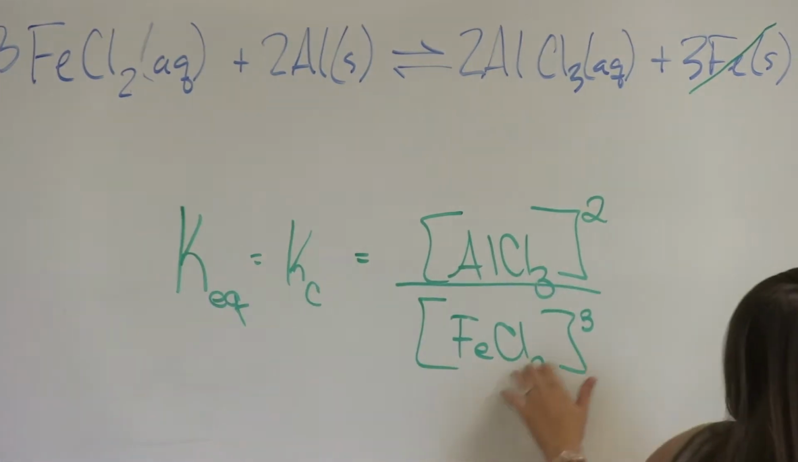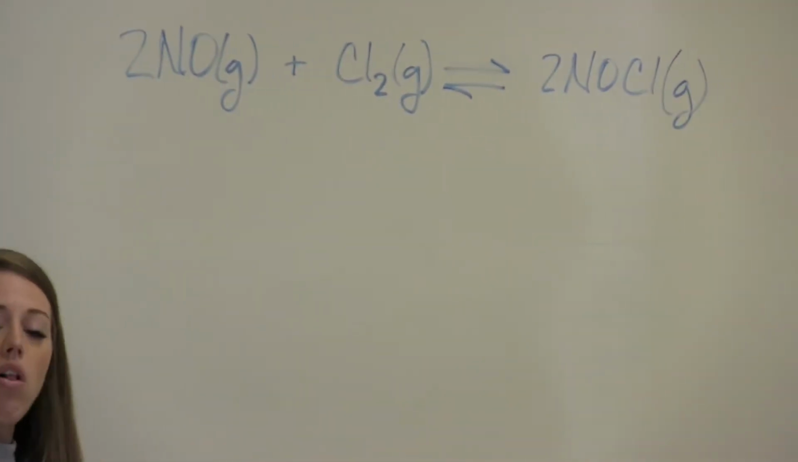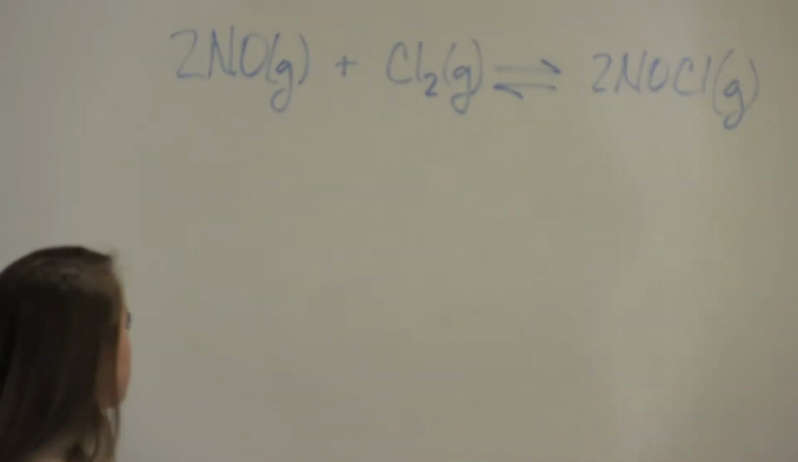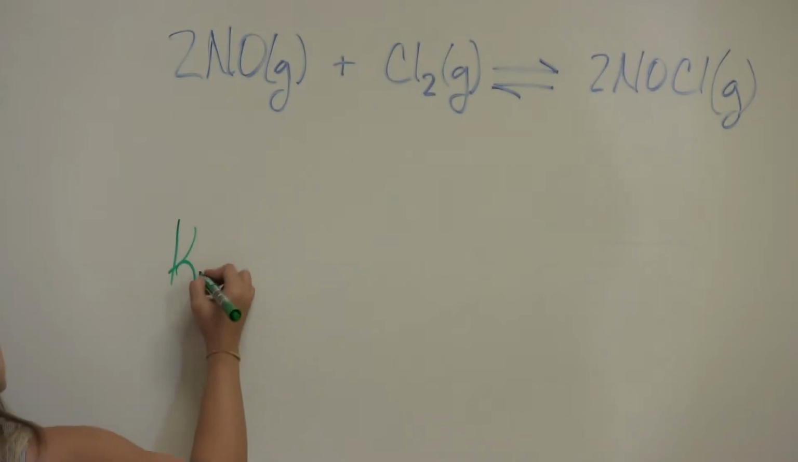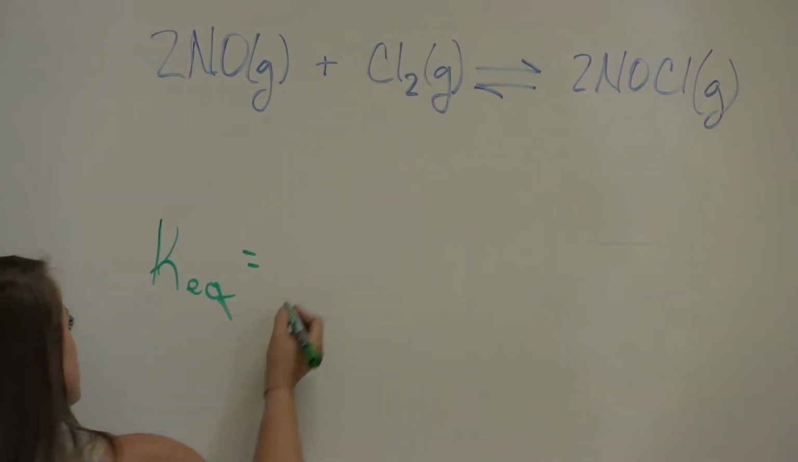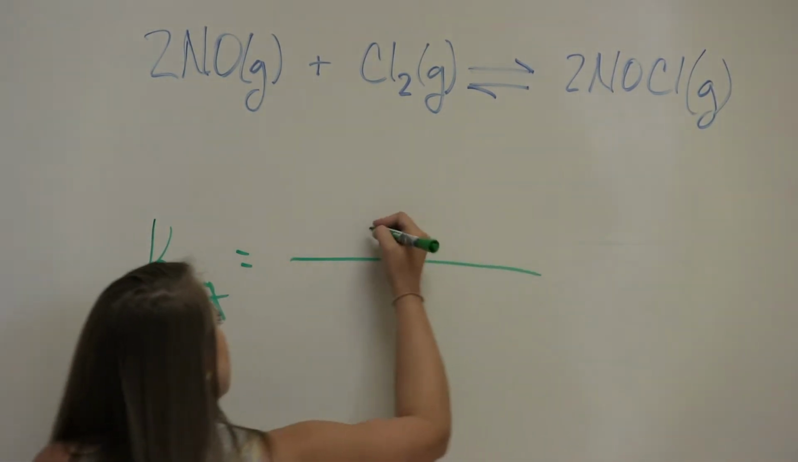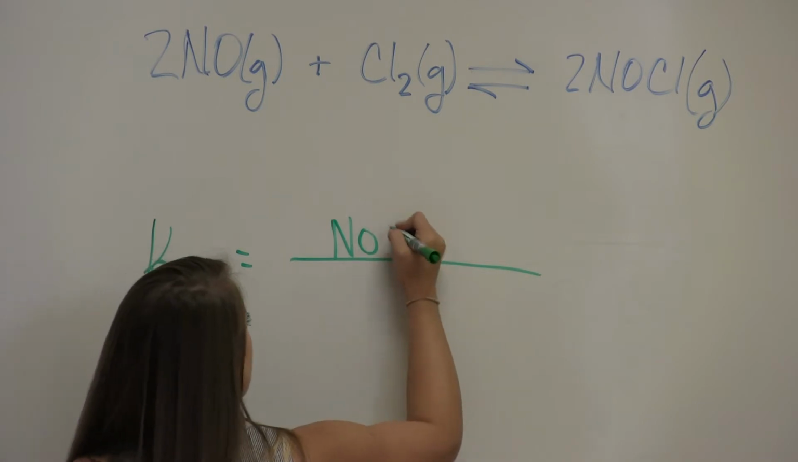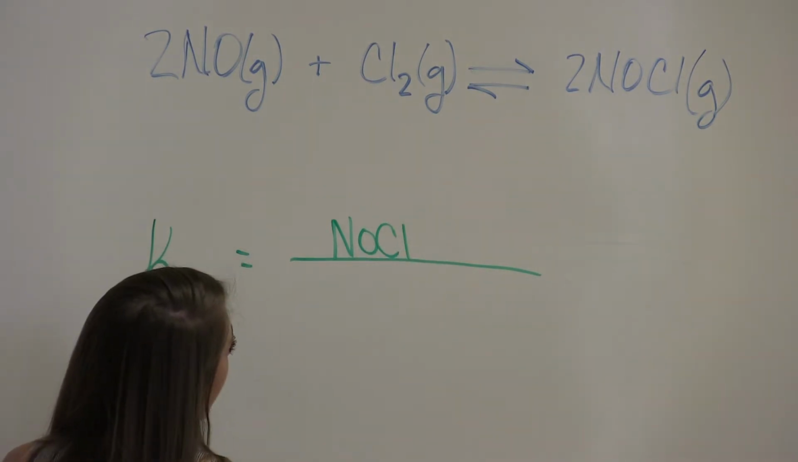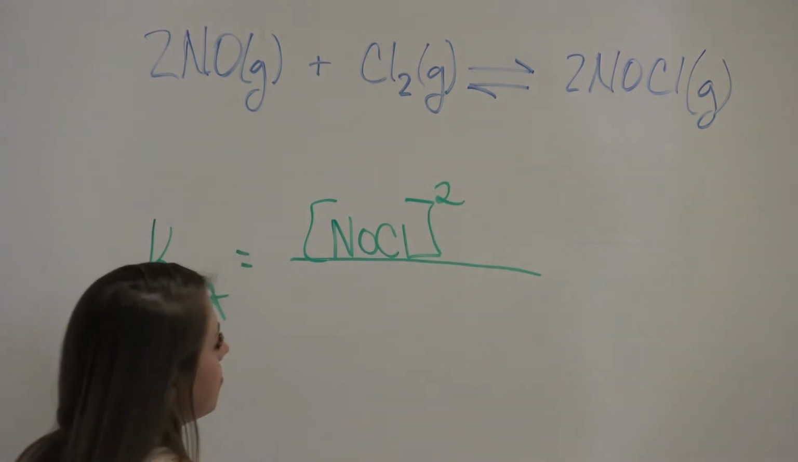Okay, if we go over here, we've got another reaction in which everything's in the gas state. So all of this is going to be involved in calculating the equilibrium constant. Okay, so if we do the equilibrium constant, I'm just going to use K sub C equals, it's going to be the products over the reactants. So our product here, okay, and we have 2 of those. So if we have 2 of those, we've got to square it.